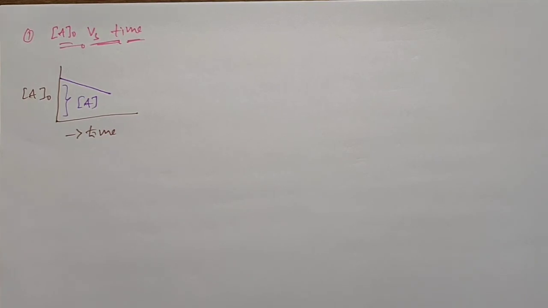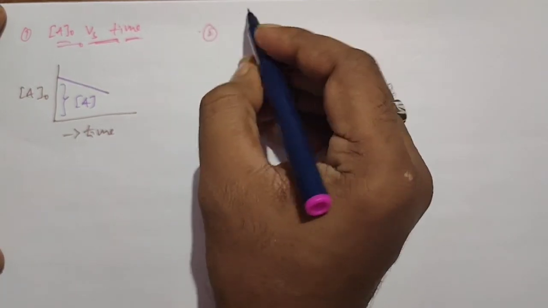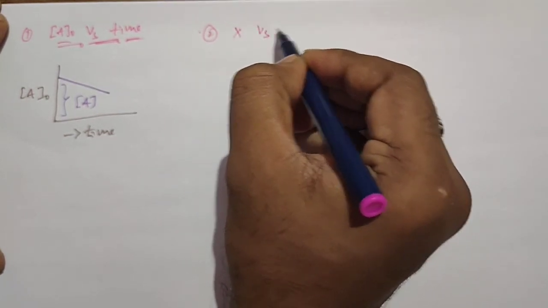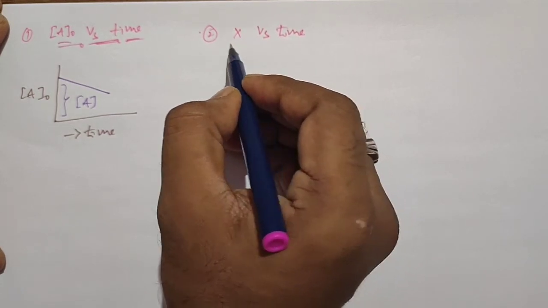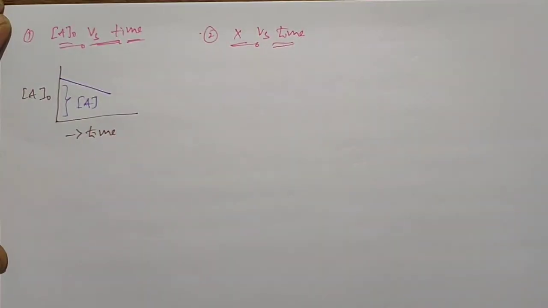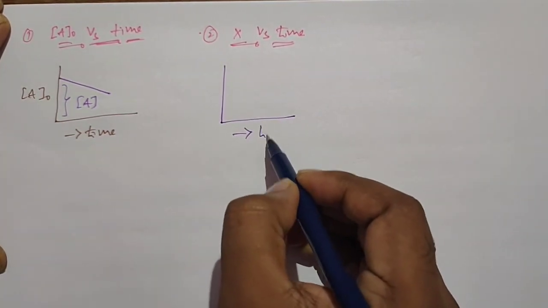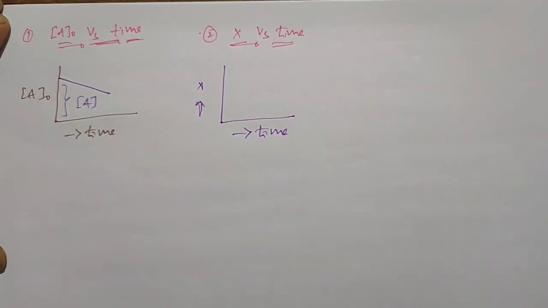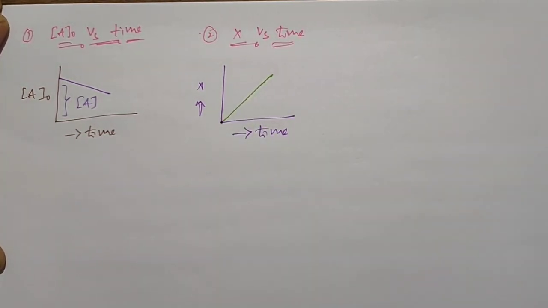And the second graph is x versus time. Here x means A0 minus A. So when you take the graph for x versus time, on the x-axis I take the time, on the y-axis I take x. The resulting graph is a straight line passing through the origin. Okay, clear?